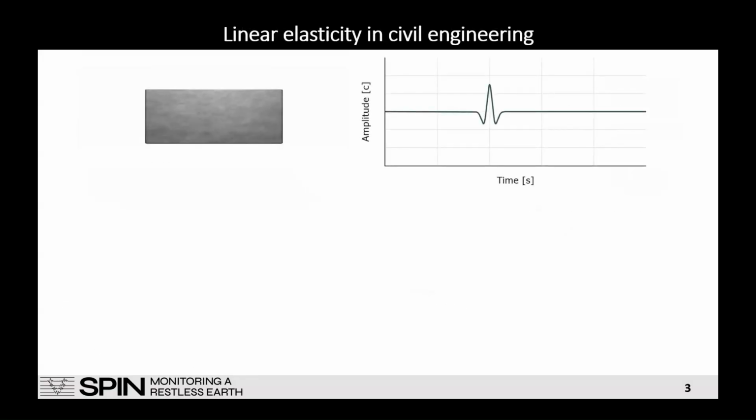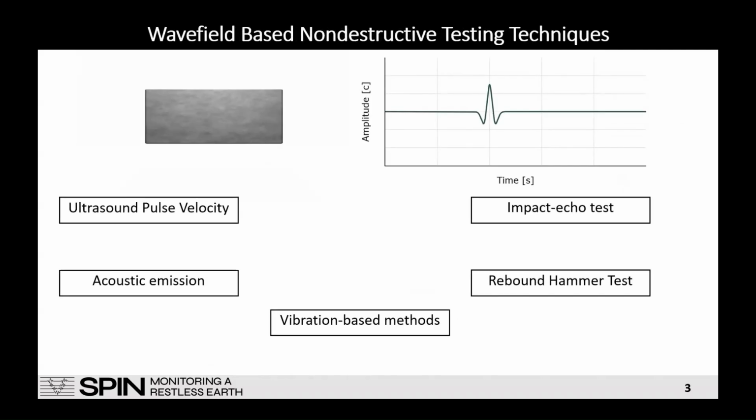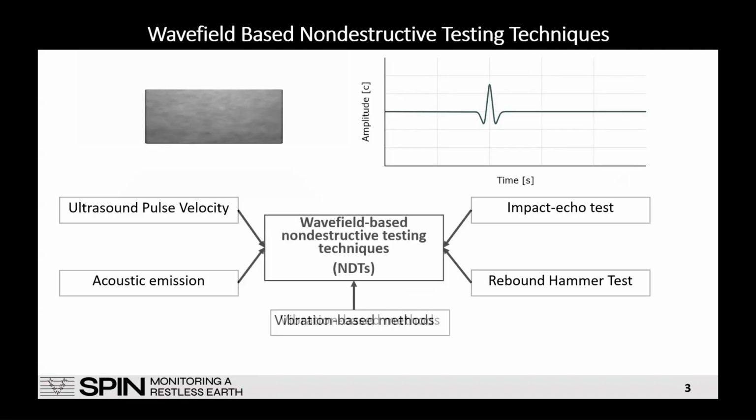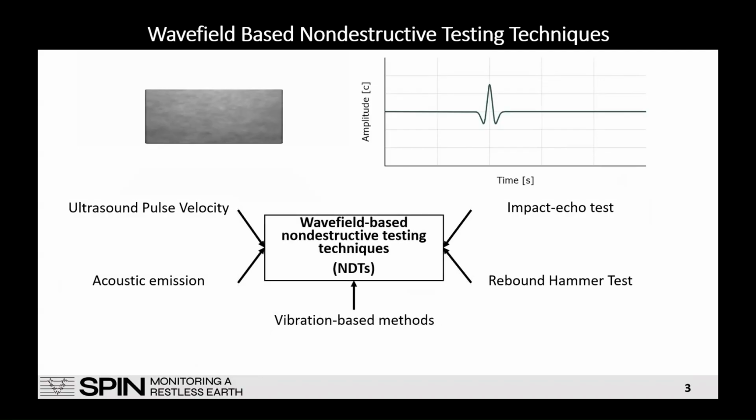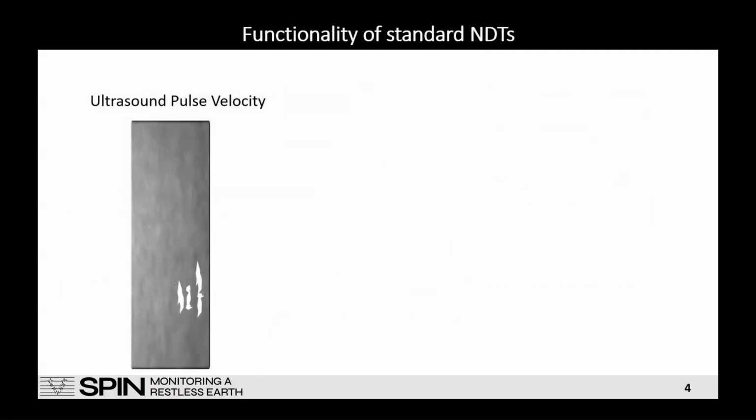In the context of civil engineering, linear elasticity is the backbone of a set of techniques that use different features of mechanical waves to estimate or to identify damage in civil structures in a non-destructive manner. Naturally, those techniques are called wave field-based non-destructive testing techniques, or NDTs. And to give you an example in a nutshell of how this set of techniques use linear elasticity to identify damage, I'm going to take as an example ultrasound pulse velocity.